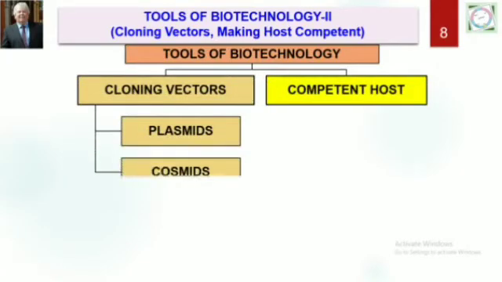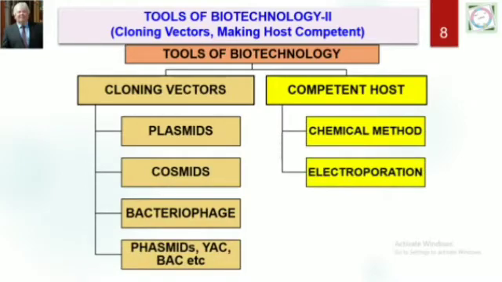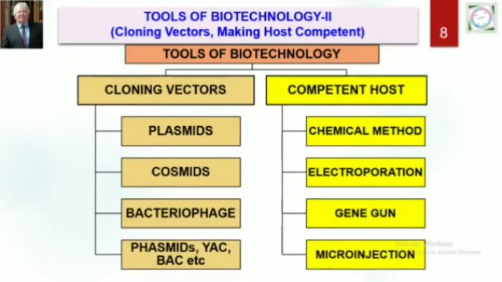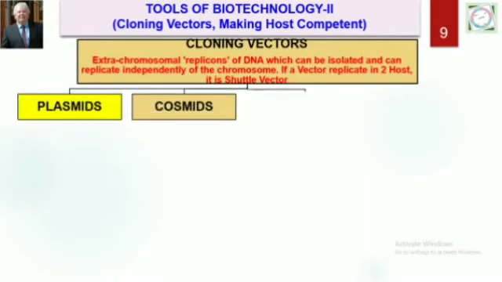First of all, we'll talk about cloning vectors. Cloning vectors includes plasmids, cosmid, bacteriophage, phasmid, YAC, yeast artificial chromosome, and BAC, bacterial artificial chromosome. And we will discuss ways to make the host competent, including the chemical method, electroporation, the gene gun method, and microinjection method. Let us first of all talk about cloning vectors.